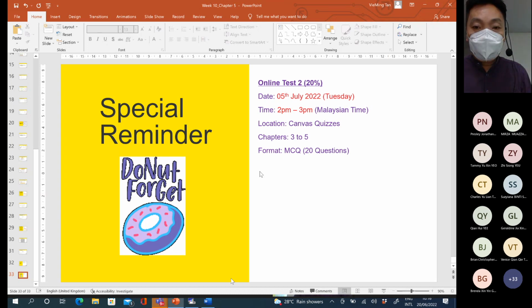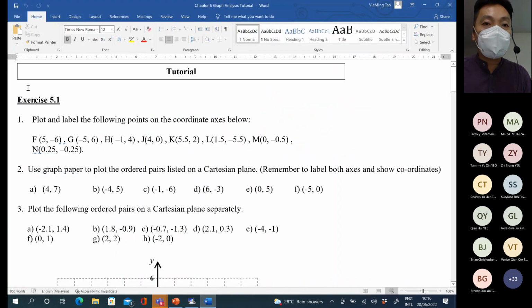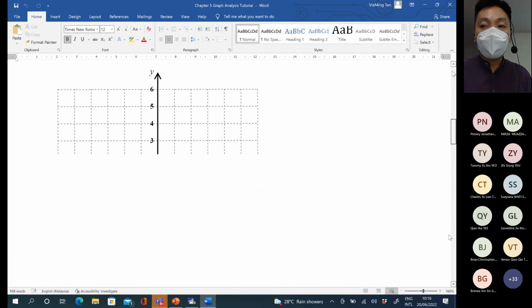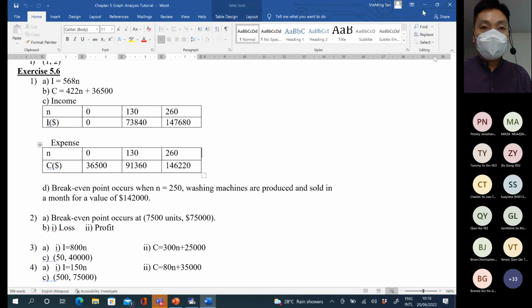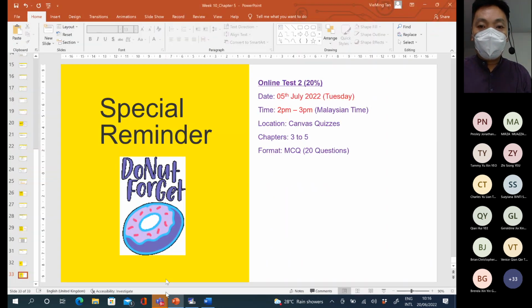Lastly, for the tutorial questions, if you really want to try, you can also try the tutorial questions, exercise 5.1 and the rest for this chapter, if you want.